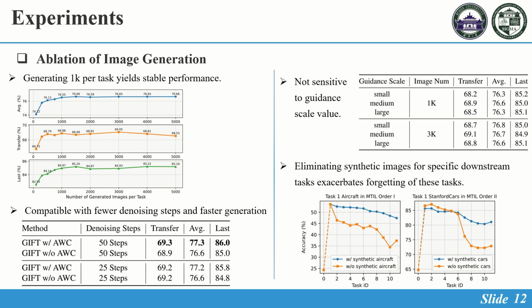Eliminating synthetic data for specific downstream tasks exacerbates forgetting of these tasks. Even though the diffusion model cannot accurately generate for each class, like certain types of aircraft or cars.